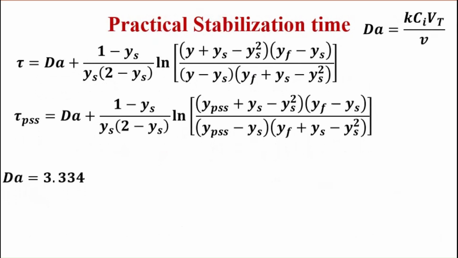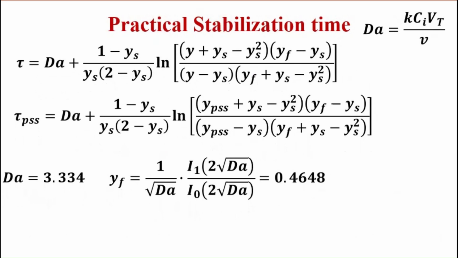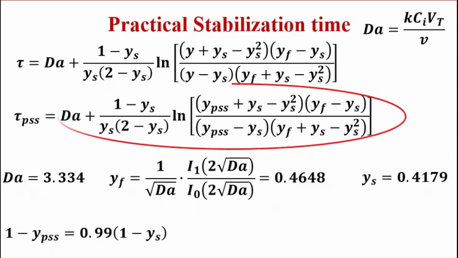Based on the problem data, the Damkohler number can be calculated, which in turn allows determination of the ethyl acetate concentration at the moment the reactor is filled, as well as its theoretical steady-state value. Using these results, the practical steady-state conversion concentration can be obtained. Substituting the value of the parameters into the corresponding expression yields the time required to reach the practical steady-state point in dimensionless form, from which the actual time can be calculated.